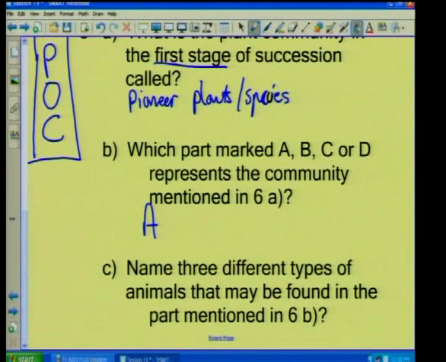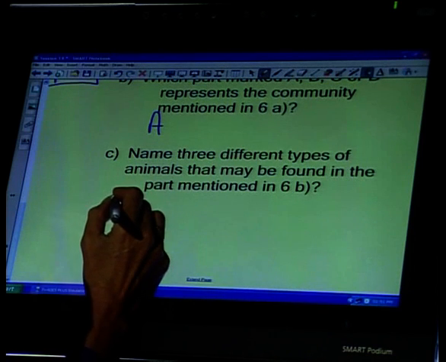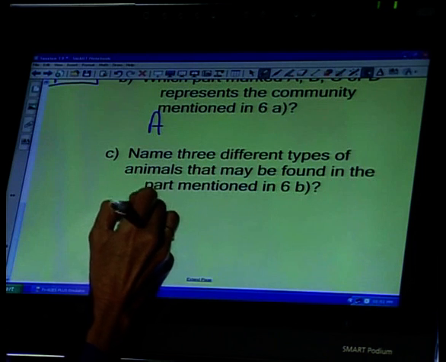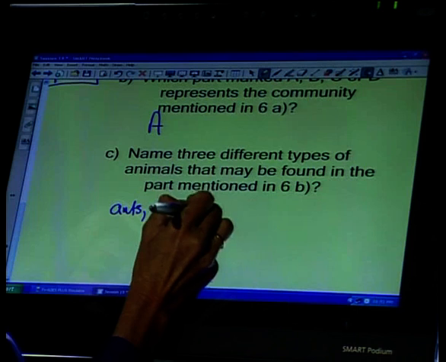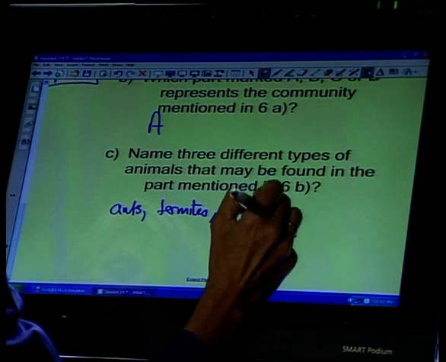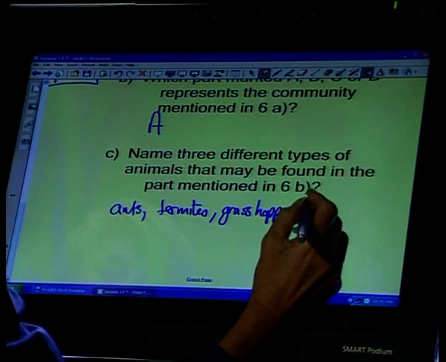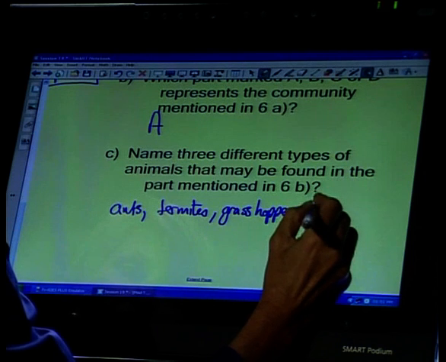Name 3 different types of animals that may be found in the part mentioned in 6b. In other words, what are we going to find in the pioneer plant and animal species? Well, people think about it. What do you find in areas where there are only little tiny bits of shrubs and tiny little new plants, etc.? You're going to find ants. You're going to find termites. You're going to find little grasshoppers. You're going to find a couple of lizards as well, I think.